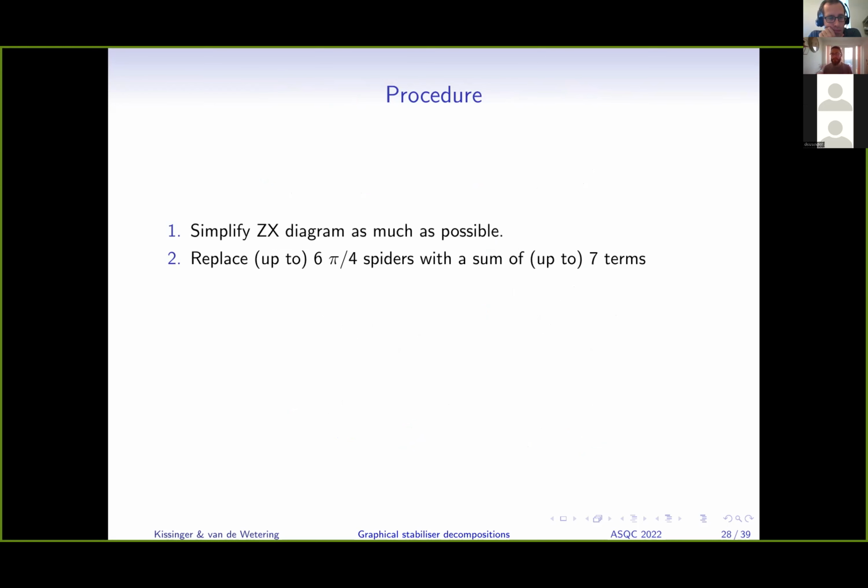And then once we're stuck, it means that we have some pi/4 spiders in there. So we replace up to 6 pi/4 spiders with 7 terms. Okay, so if there's less than 6, we can do smaller decompositions and so on. But now we have more non-Clifford stuff. So for each of these terms, we just go to 1 and repeat. Okay, so we decompose, simplify, and so on and so forth.